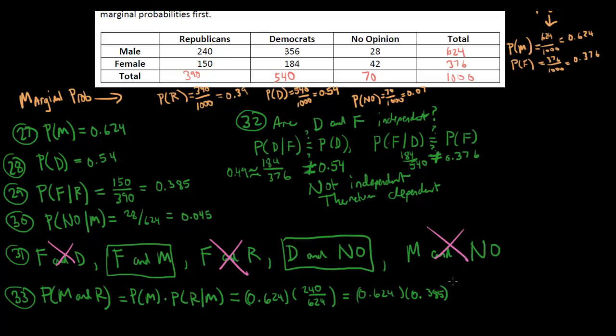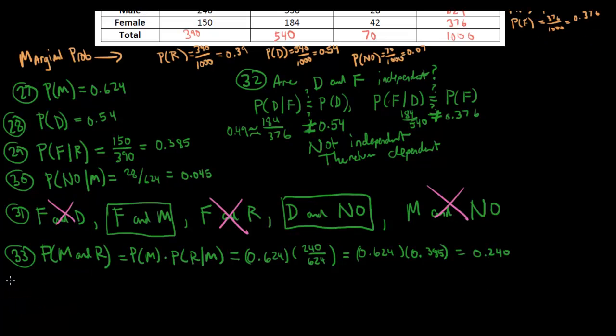So 0.385 times 0.624. And I get, for number 33, 0.240, if I round to 3 decimal places. Okay? So the probability of being male and Republican, these aren't independent events, so we have to go with the probability of male times the probability of Republican given male, do a little arithmetic, and get 0.24. All right? Number 34.